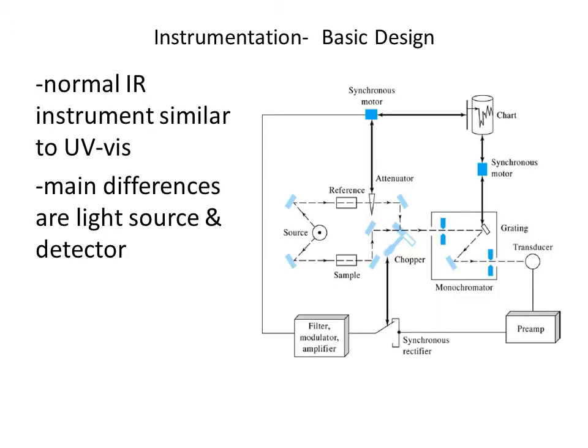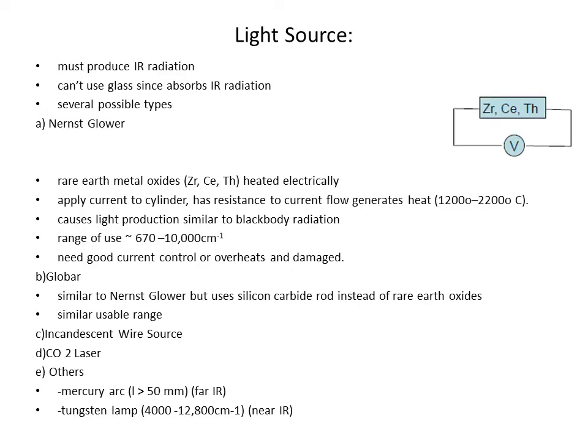And instrumentation, this is going to be the basic design. The normal IR instrument is somewhat similar to the UV visible spectrophotometer, which we discussed in the previous video. The main differences are the light source and detector. What are the requirements of the light source here? It must be capable of producing IR radiation, and we can't use glass since it absorbs the IR radiation. There are several possible types.